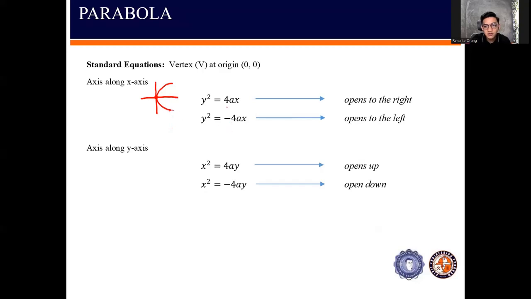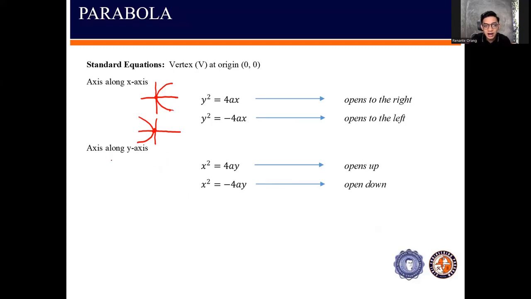So how about if our standard equation is y squared is equivalent to negative 4ax? So for example, we have our y-axis and x-axis. Okay. That is opens to the left. So, same pa din. Yung ating vertex is nasa origin and then opens to the left. So, ito yung figure na mabubuo natin. Or yung ating expected na figure.